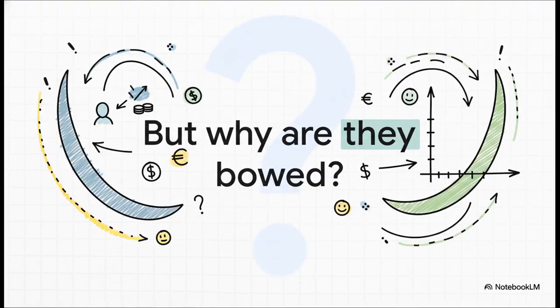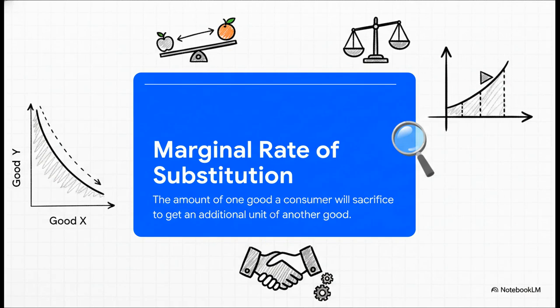But why? Why are they bowed like that? What's the hidden economic reason for that specific inward curving shape? Well, the answer is this concept called the marginal rate of substitution, or MRS for short. I know, it sounds super technical, but stick with me. It's just the official name for the trade-off we're willing to make at any given moment. It's the slope of the curve at any point. And the key thing, as we're about to see, is that this slope is always changing.